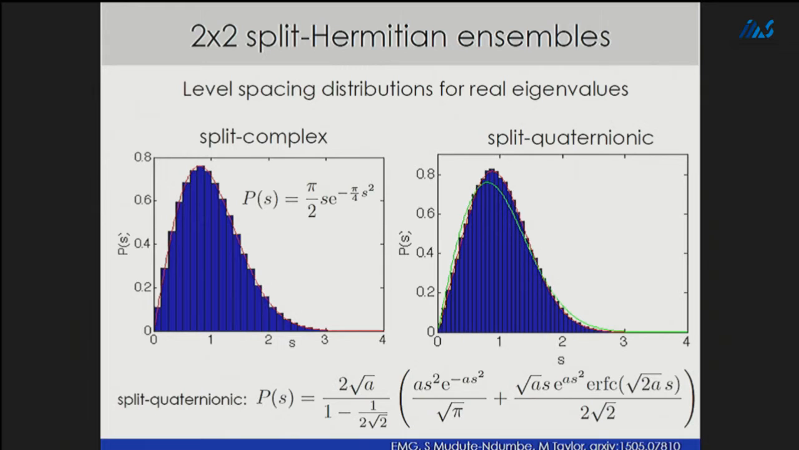And then you can also calculate the level spacing distributions, assuming you have real eigenvalues, then it makes more sense. So for the eigenvalues which are real, you order them and you look at the distribution of nearest neighbors. In the split complex case, obviously you get GOE, because that's what you get for real eigenvalues. And in the split quaternionic case, you get something which doesn't look so much different, but I plotted the GOE result in comparison here just to let you appreciate that it looks a bit different, at least.